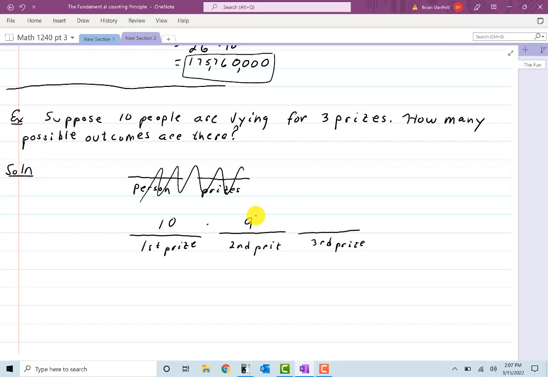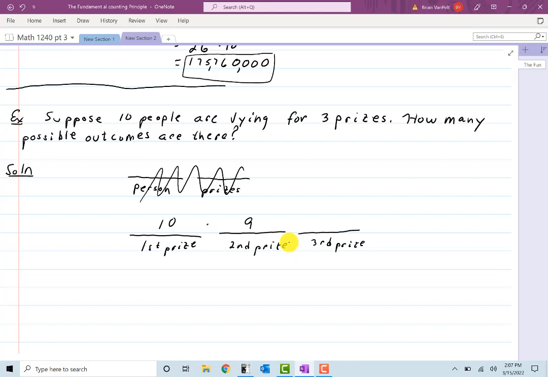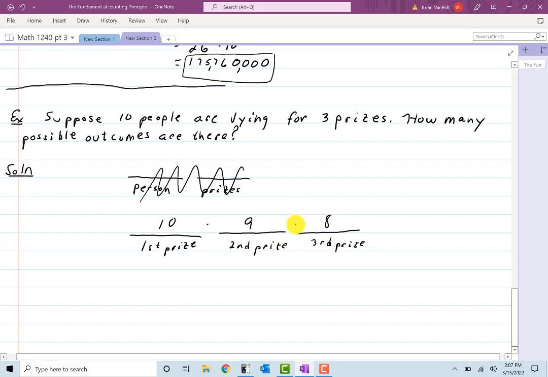In any case, once we have 2 people and 2 prizes given, we then have to choose a third person for the third prize. Well, we've already given out 2 prizes. That means 2 people have already received prizes. There's only 8 people left for the third prize. And then, as you might have guessed, you multiply the 3 numbers together for a total of 720 possible outcomes.